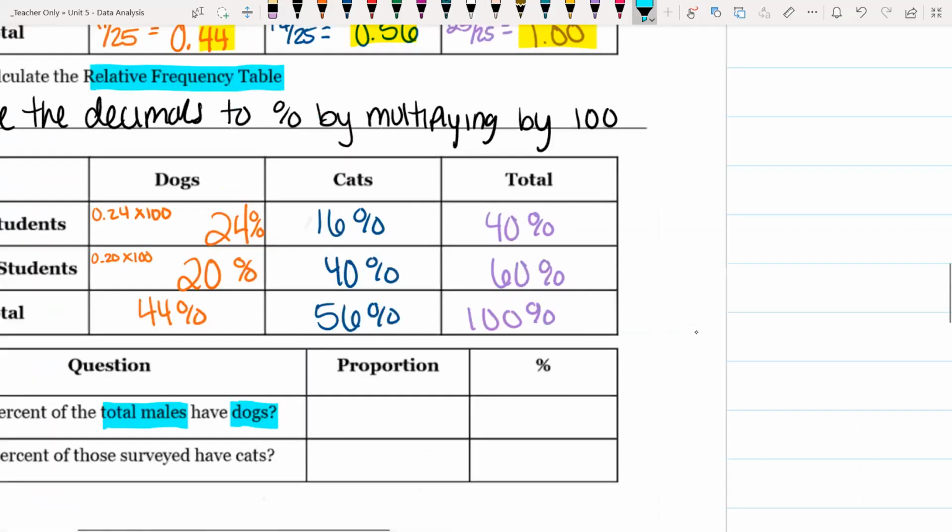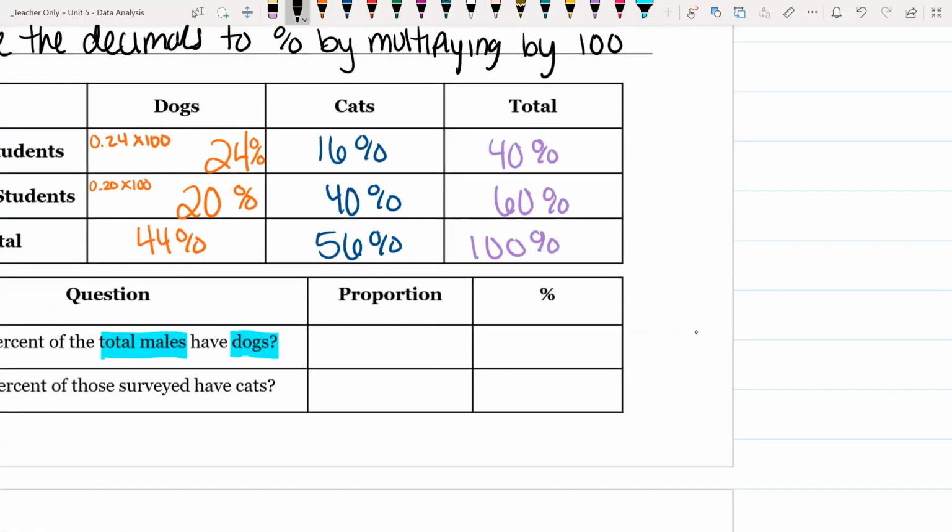So we'll set up our, it's not really a proportion, it's really just a ratio. So we have 6 males out of 10. And what is 6 divided by 10 as a decimal? Well, that's 0.60, right? So what is 0.60 as a percent? 60%.